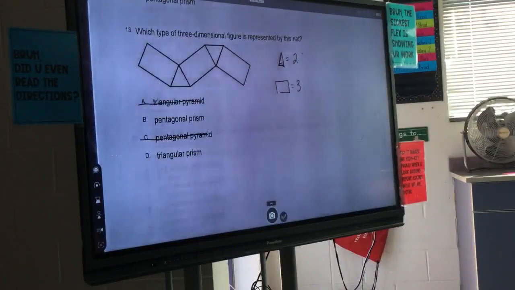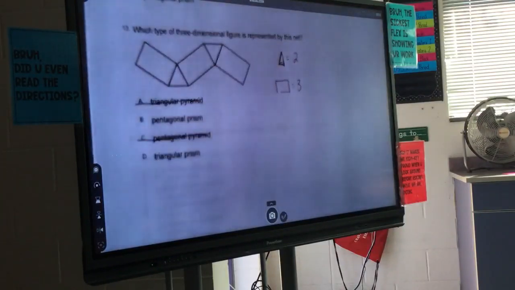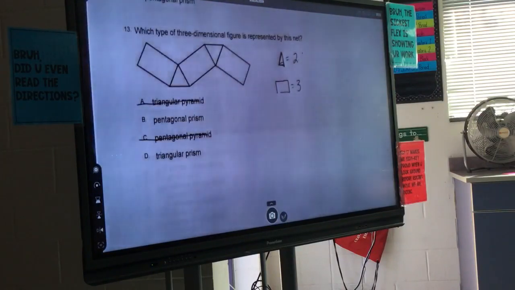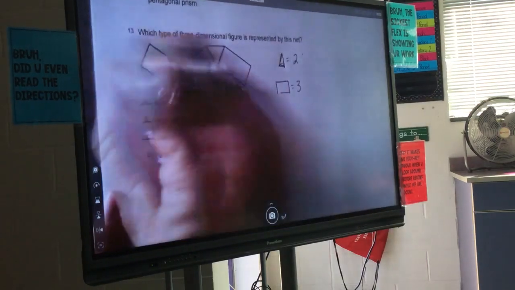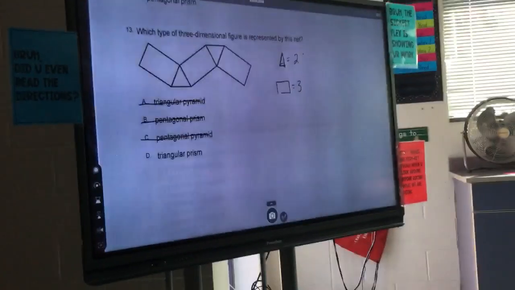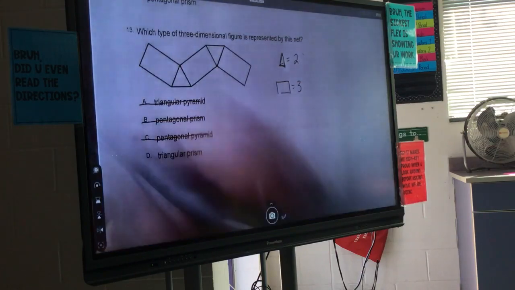Now, have we ever talked about a pentagonal prism? No. So even if you're not sure about a triangular prism, we've never spoken about a pentagonal prism. So process of elimination gives you the correct answer for this one. Hopefully you know by now a triangular prism has two triangle bases. If you don't, just remember we've never talked about a pentagonal prism, so you know it can't be that because we haven't learned it. Does that make sense? All right, so the correct answer for this one is D.